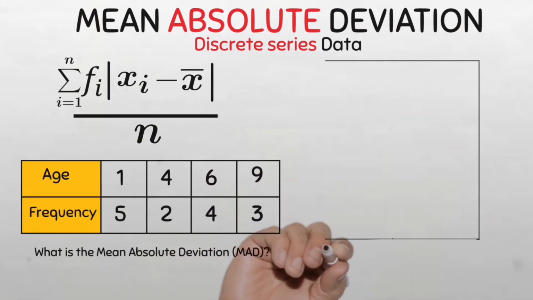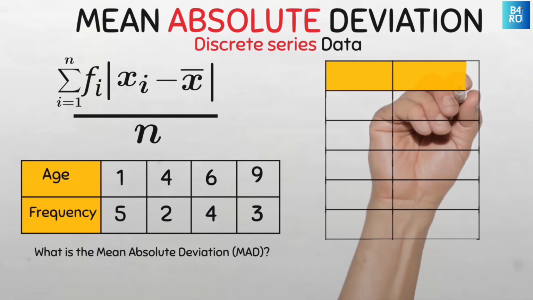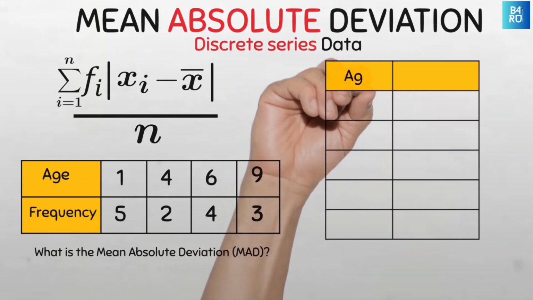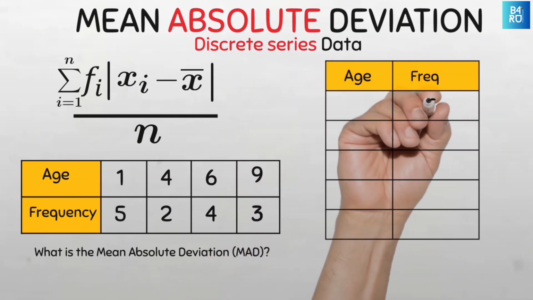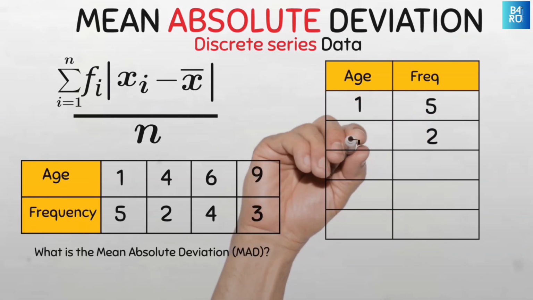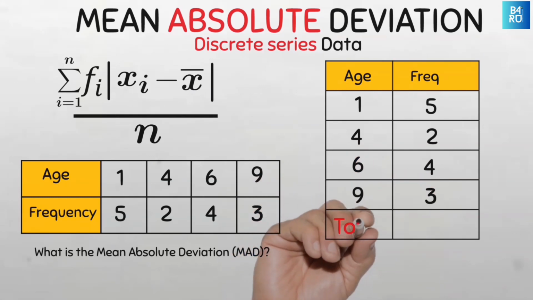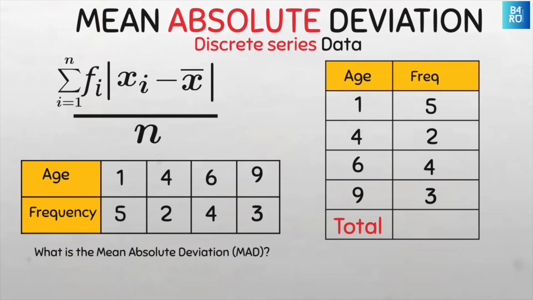To begin with, let us reorient the table to make it easier to compute the mean deviation. So we'll have age here and then the frequency. And then we had 5 children who were 1 year old. Then there were only 2 children who were 4 years old, 4 6-year-olds, and 3 9-year-olds. So the total number of children will be 5 plus 2 plus 4 plus 3, and that will be 14.